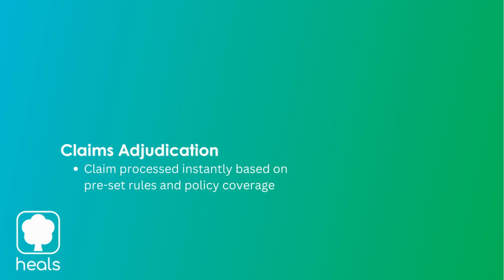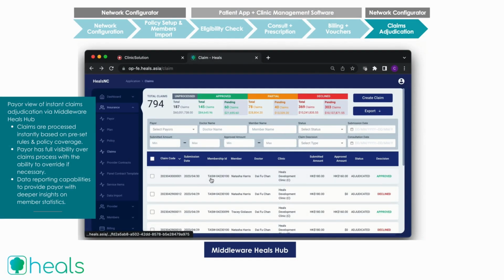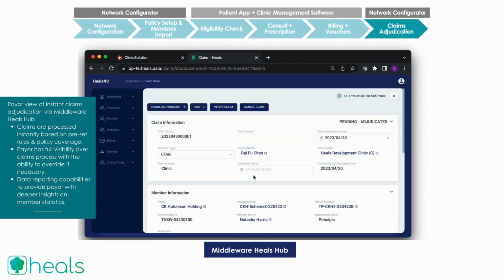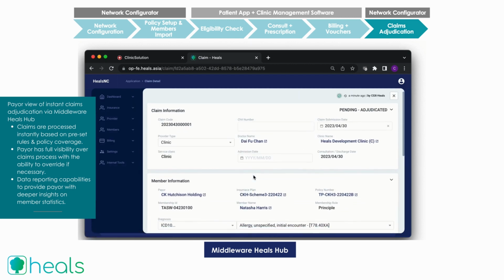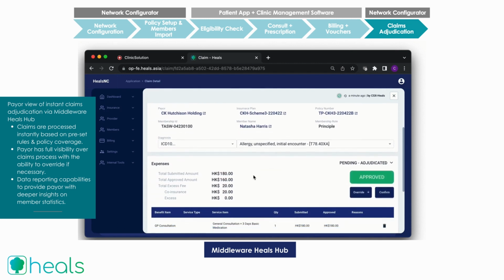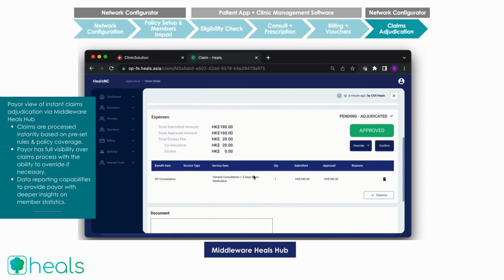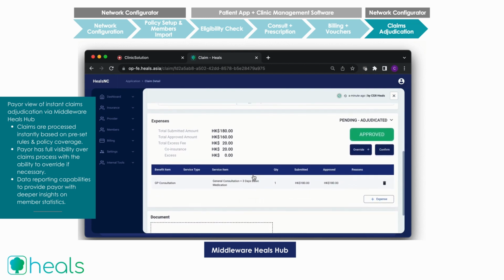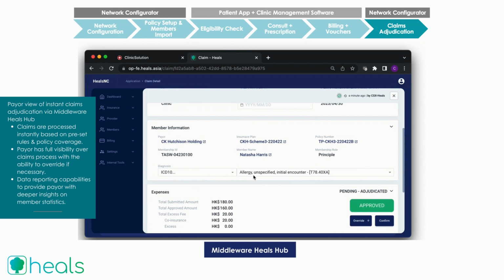The last step shows the instant claims adjudication, where the claim is immediately visible within the middleware Heels Hub following submission. We are now looking at the payer view within the middleware Heels Hub, where you can observe that the claim appeared instantly following submission. This is made possible based on the preset rules and policy coverage that is present with the system as demonstrated earlier. All of the details are present within the claim, such as member information, insurance plan and policy number, and the diagnosis and relevant ICD-10 code.